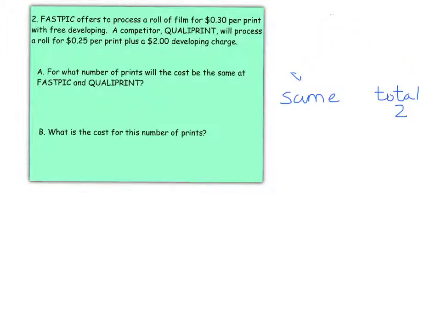It talks about a company, Fastpick, offers to process film, which is a long ago kind of thing, at 30 cents per print with free developing. The competitor, Qualiprint, will process at 25 cents per print, but has a $2 development charge. So what's the number of prints at which they will cost the same? So anytime you see the word same, you need to circle it, because that's going to tell you how to set up your equation. So same means to be equal.